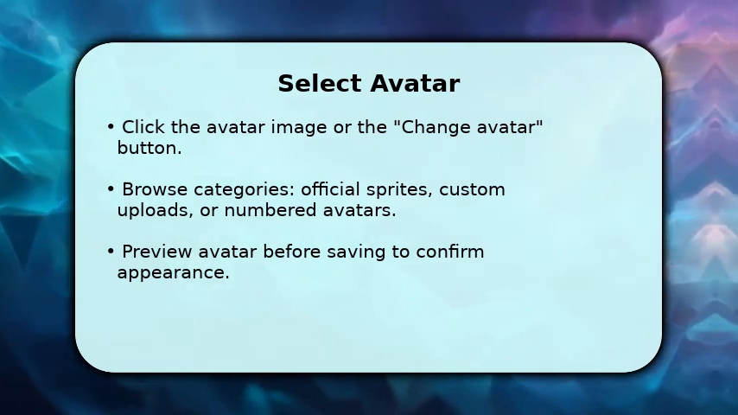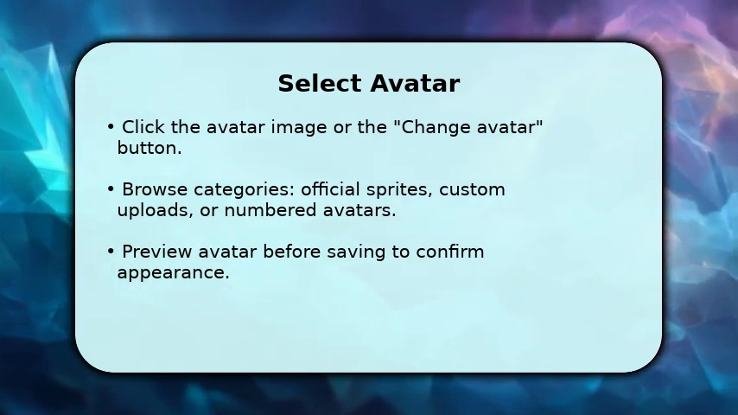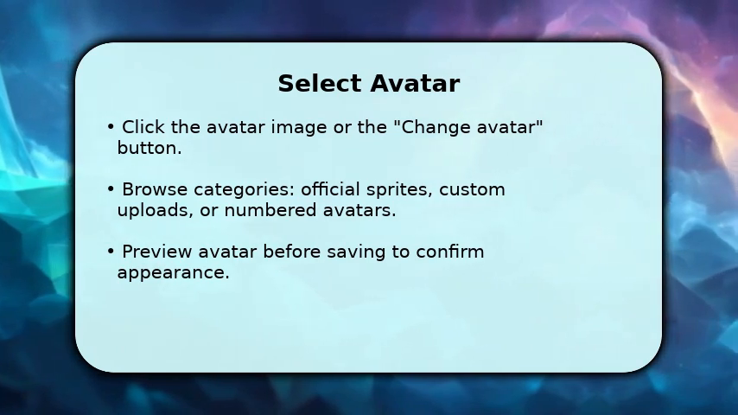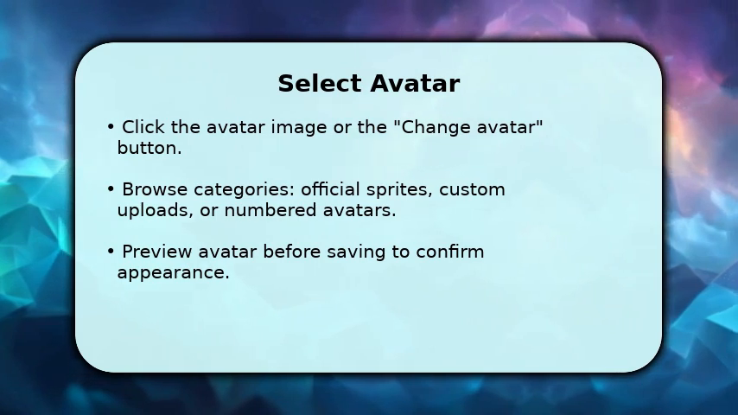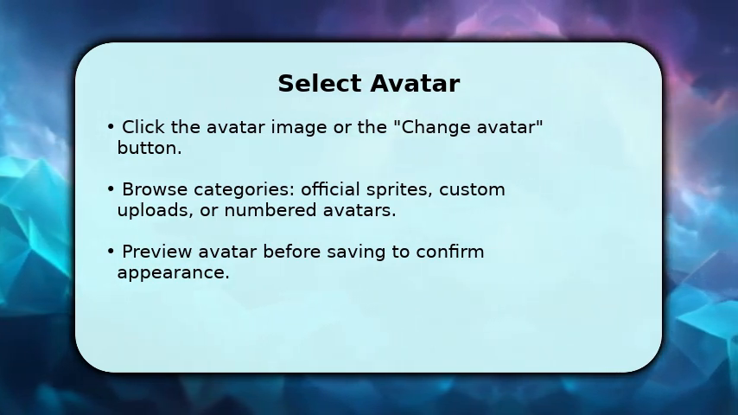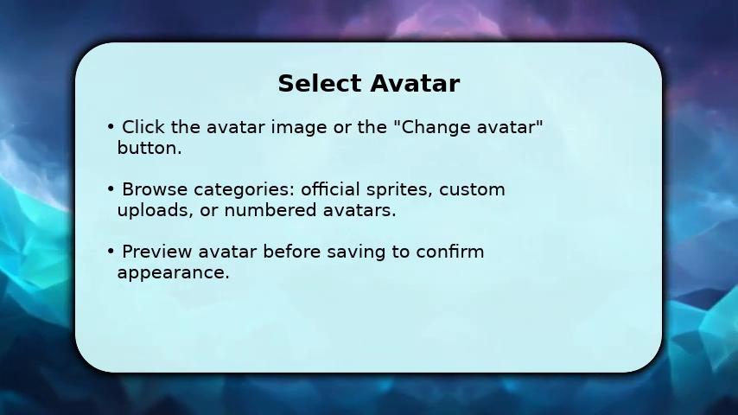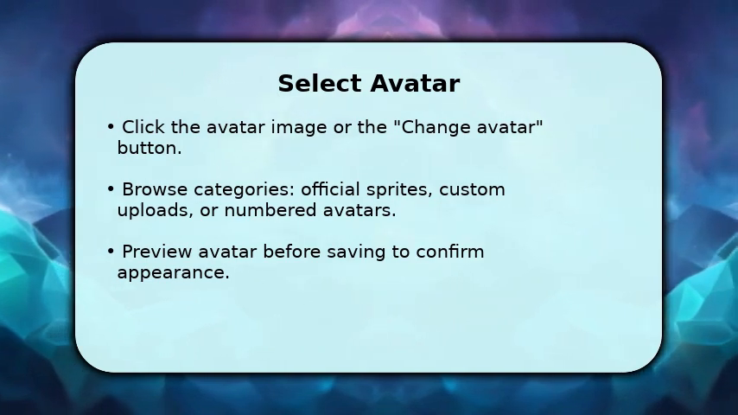Once the gallery opens, browse categories to find official sprites, numbered avatars, or your own custom uploads if the server allows them. This categorization makes locating styles faster. After you pick one, use the preview to confirm size and visibility across chat and battle screens because some avatars crop differently. If it looks right, proceed to save so the change is applied across the site.